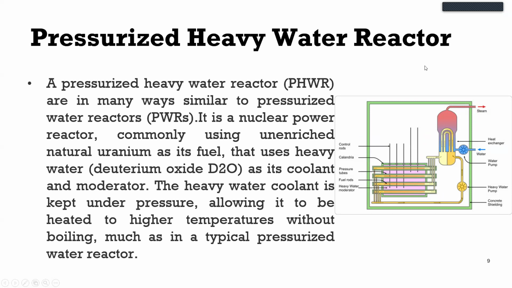The other one is the pressurized heavy water reactor. A pressurized heavy water reactor is in many ways similar to a pressurized water reactor. It is a nuclear power reactor commonly used, using enriched natural uranium as its fuel, that uses heavy water, deuterium oxide, as its coolant and moderator. The heavy water coolant is kept under pressure, allowing it to be heated to higher temperatures without boiling, much as in a typical pressurized water reactor.